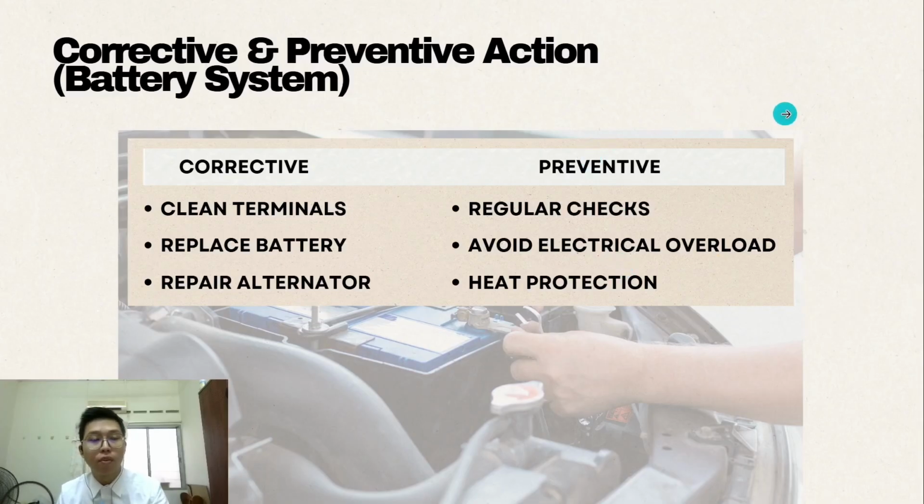So for my last part, corrective and preventive action of the battery system. For corrective action, we can clean the battery terminals, replace the battery if necessary, and repair the alternator if charging issues are found. For preventive action, regular checks should be carried out, electrical overload should be avoided, and proper heat protection should be ensured. These steps help extend battery life and prevent future failures.